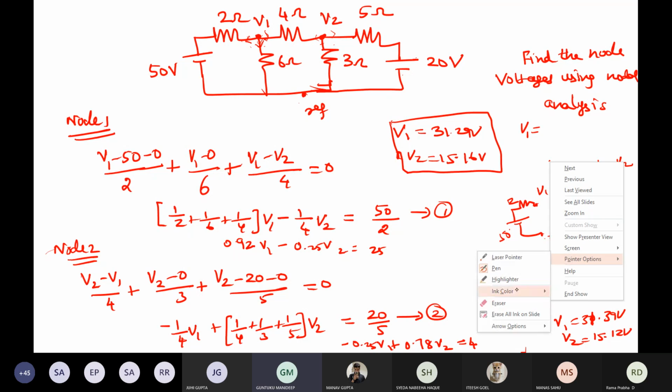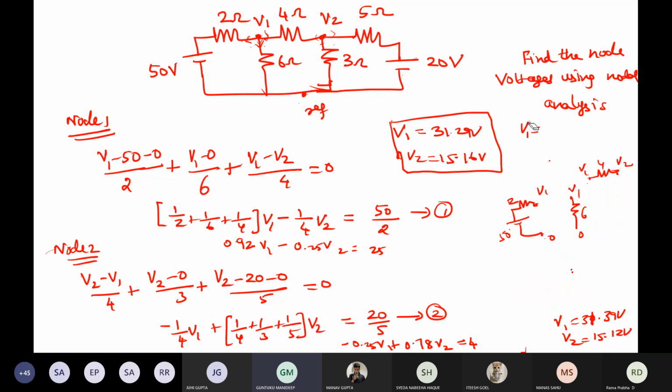No, I'm getting a slight deviation, ma'am. Like I'm getting it as 31 and 13.3, 13.5, something like that. No, it's 31 and 51. See here, ma'am, this approximation is 0.92 you're getting. 1/2 plus 1/6 plus 1/4 is how much? Around 0.92. Yes, ma'am, 0.92. And this 1/4 is 0.25, you all know that.